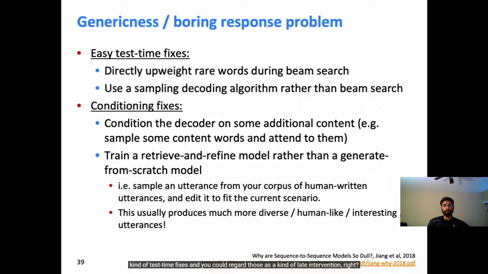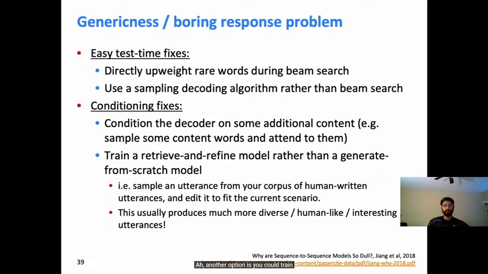So those are test time fixes, and you could regard those as a late intervention, right? An earlier intervention would be training your model differently. I'm calling these conditioning fixes because they relate to conditioning your model on something that's going to help it be less boring. So one example is maybe you should condition the decoder on some additional context. For example, there's some work showing that if you're doing chit-chat dialogue, then maybe you should sample some words related to what the user said, and then attend to them when you generate. And then you're more likely to say something contentful and interesting compared to the boring things you were saying before.